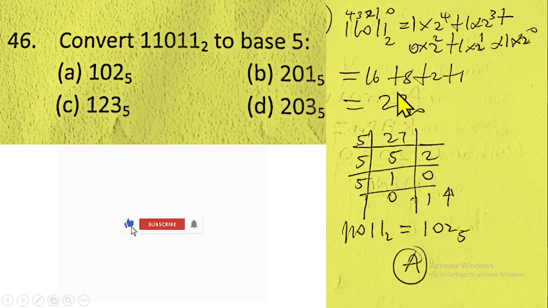Then this 27 now, take to base 5. That will be long division. So you divide this 27 by 5. By doing this, 5 in 27 will give us 5, remainder 2. 5 in 5 gives us 1, remainder 0. 5 in 1 will give us 0, remainder 1. So then you write your answer from down. That will be 102. So that means 11011 base 2 equals 102 base 5. And option A is the correct option for question number 46.